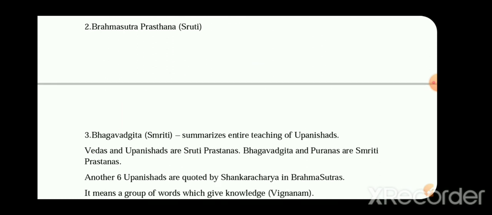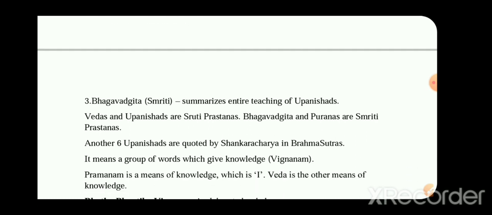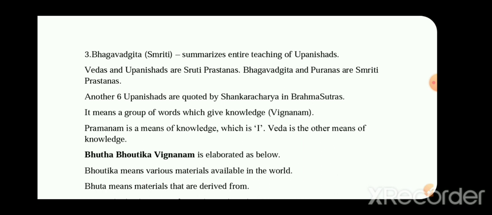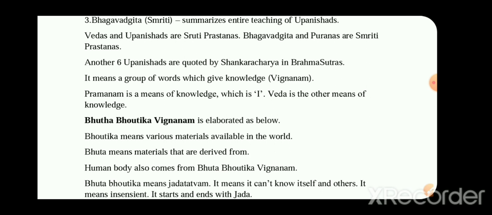And coming to Brahma Sutra, there is a long way to go and read about that. So as of now, just know Brahma Sutra is also a Shruti Prasthana. And the third one is Bhagavad Gita, which is a Smriti Prasthana. Bhagavad Gita summarizes the entire teaching of the Upanishads. We have multiple Upanishads, right? Major ones are 10, I told you. And there are also some other Upanishads. So this Bhagavad Gita summarizes the entire teaching of all Upanishads. And there are another 6 Upanishads which are quoted by Shankaracharya in Brahma Sutras, which he commented upon.